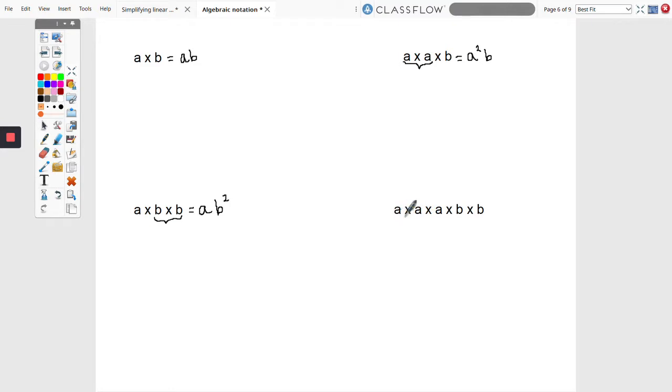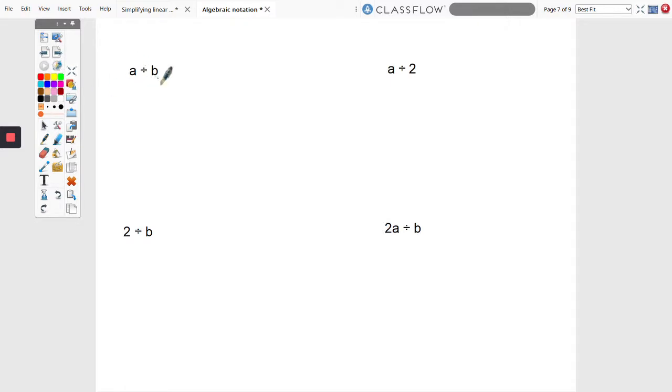Now this time I've got A times A times A times B times B. So A times A times A, I've got 1, 2, 3 A's. So that's going to give me A cubed, and B times B, so I've got 1, 2 B's. So that will give me B squared. So I'm going to have A cubed, B squared.